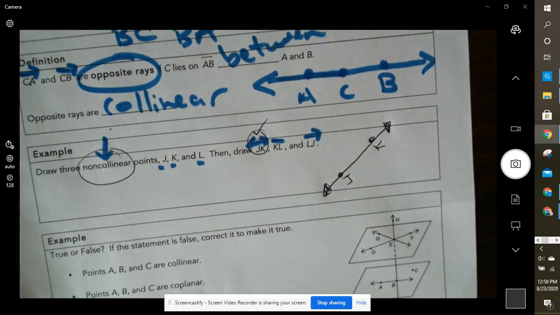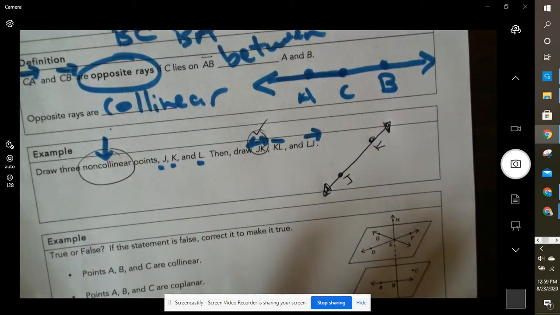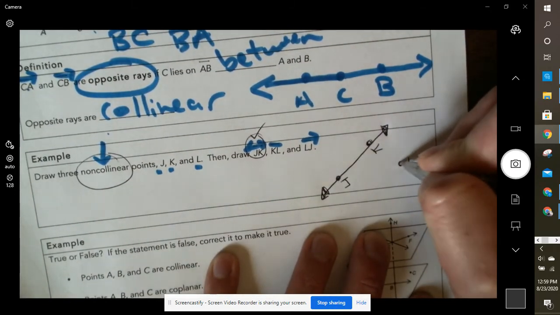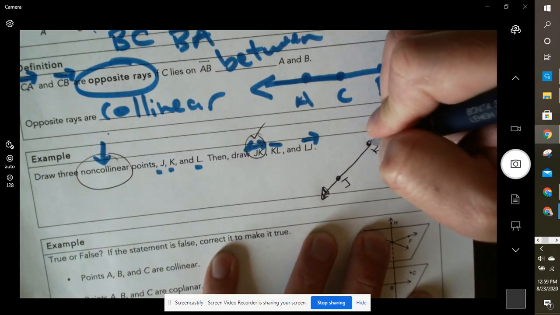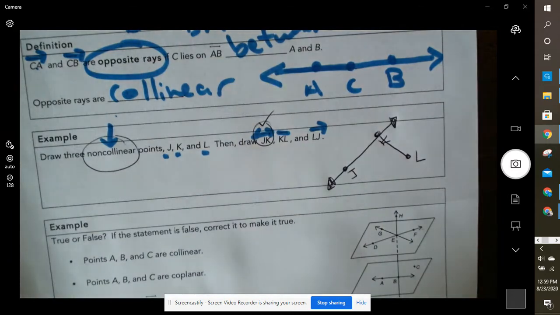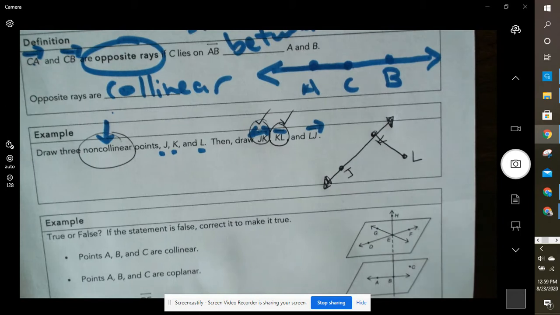Let's go to our next one. KL. KL is going to be a line segment in this case. So when I said a line, I meant more a line segment. So I'm going to draw that over here, and connect those dots. Oh, very nice. Okay, and we did KL. All right, that's satisfied. And then I have ray LJ.